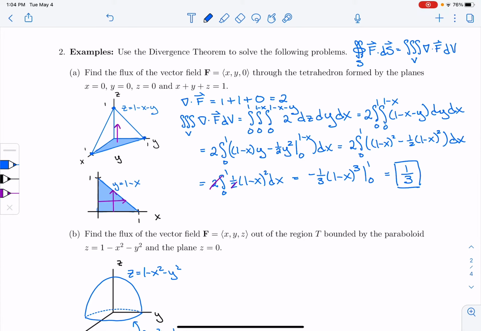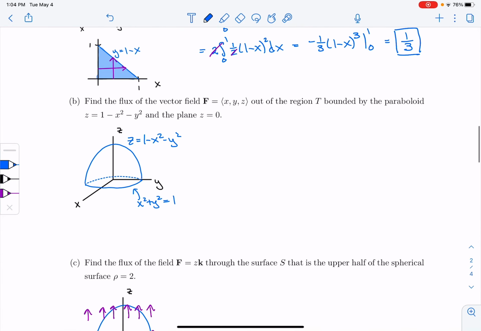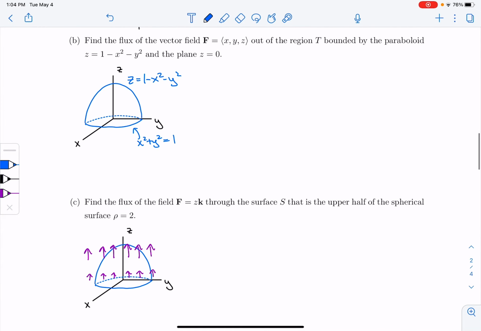Now I would like to find the flux of the vector field F equals xyz out of the region T. It's bounded by a paraboloid z equals 1 minus x squared minus y squared and the plane z equals 0. Okay, again, I'm going to compute the divergence of F. Derivatives with respect to x and then y and then z are going to be 1 plus 1 plus 1, or 3. So again, we have constant divergence. And now I want to do the triple integral of the divergence of F to calculate flux.